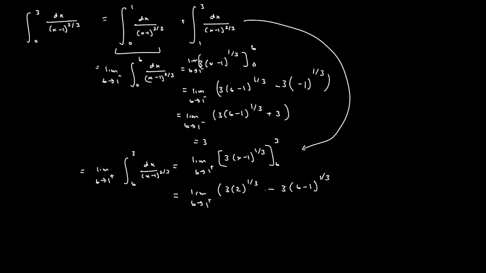b minus 1 as b tends to 1 is 0, so this again evaluates to 0, and we're just left with 3 times the cube root of 2. And so adding our two evaluations up, our final answer is just 3 plus 3 times the cube root of 2. So that was evaluating an improper integral with an infinite discontinuity in the middle.